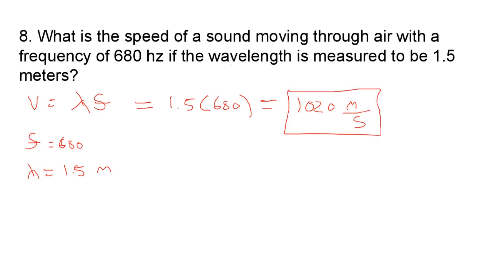Easy as that. So sound waves are waves, and all waves follow the same equations for wave speed: wavelength times frequency. We have the frequency, and we have the wavelength. If I told you the pitch was 680 hertz, you know that pitch is frequency, so you do the same thing.